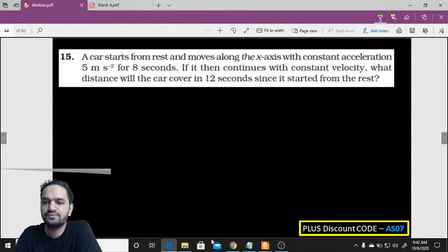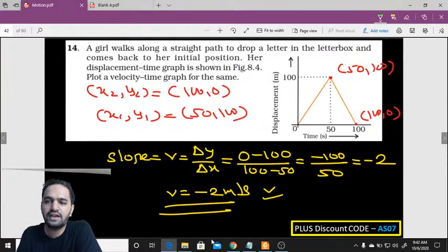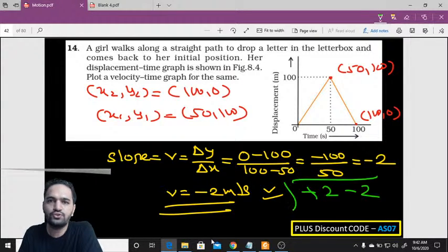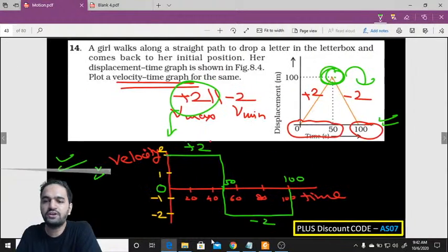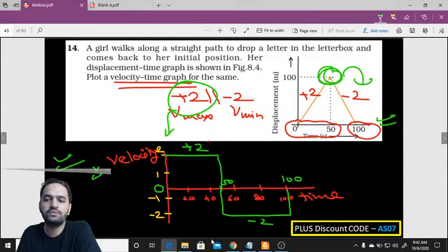Tanmay Bhandari, try to understand that values are changing from plus 2 to minus 2. So we need to show them in the graph, and the only proper way to show them is in this way. The only proper way. Plus 2 and minus 2.